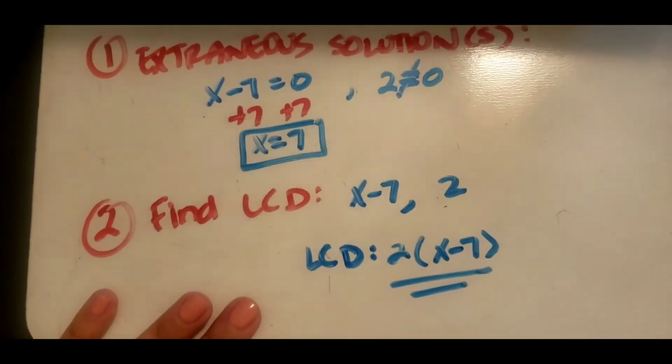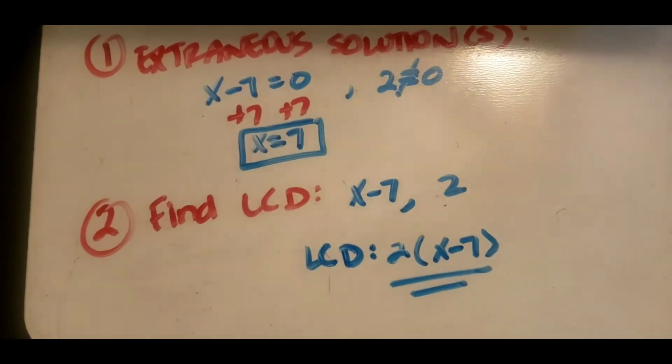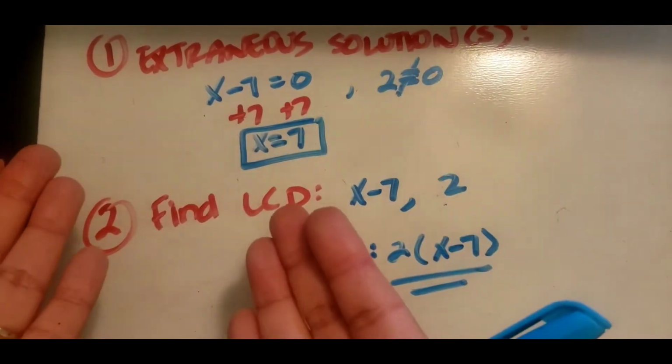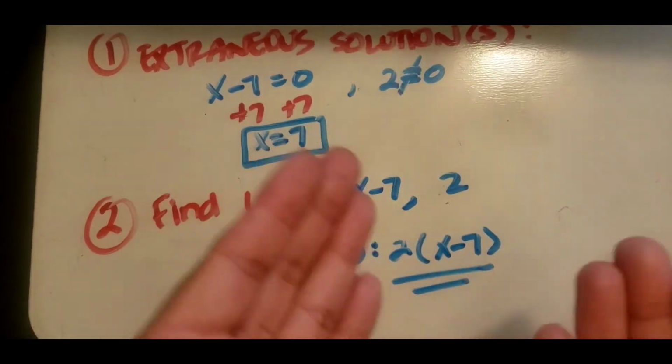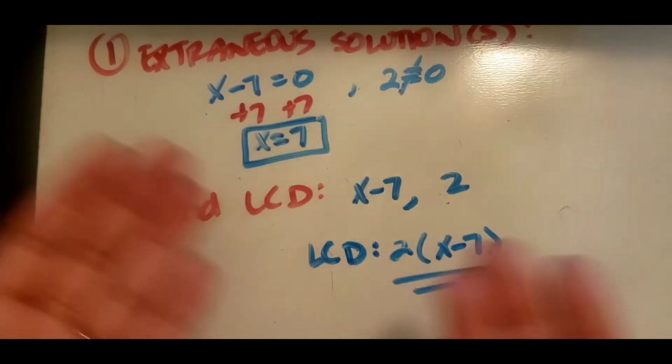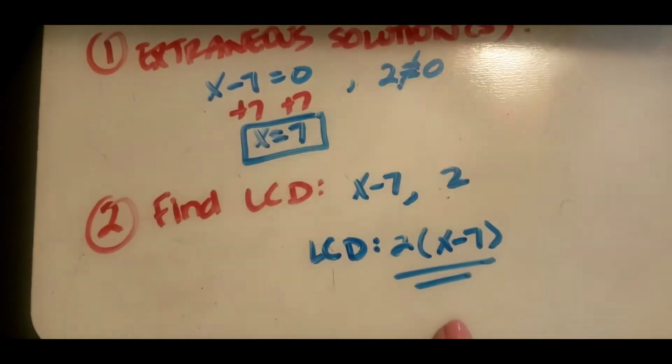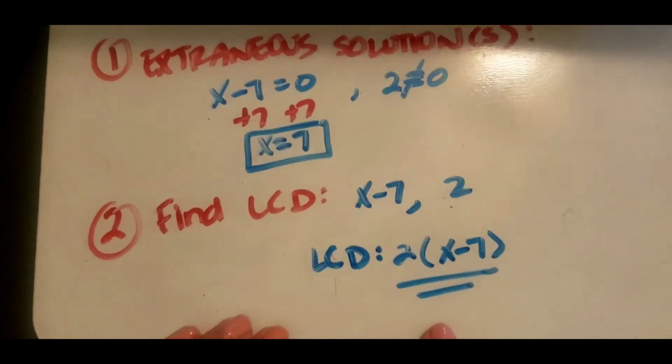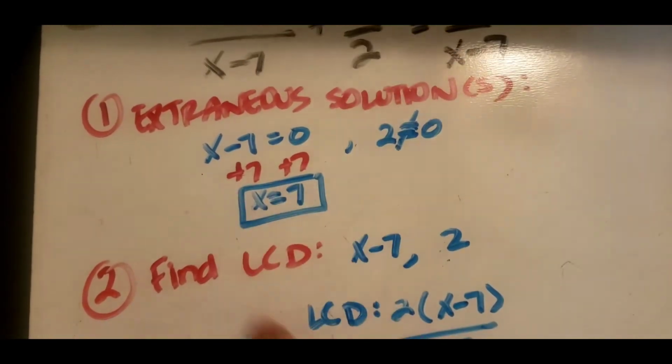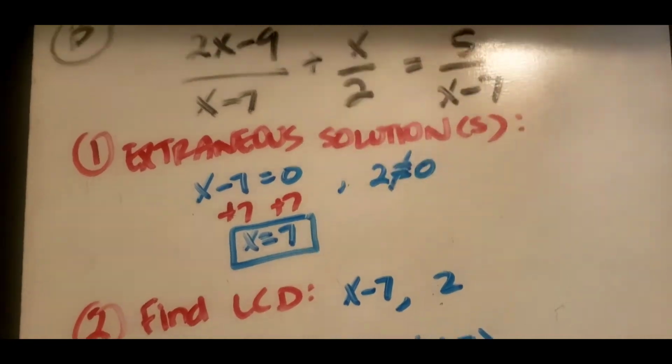Again, it's a product of both. Kind of like we did earlier with 2x minus 10. Remember, one of them had x minus 5. The other one had 2 times x minus 5. So we want to make sure they're exactly the same. So our LCD is 2 times x minus 7. Okay, so these are the two things you have to do before you start solving.